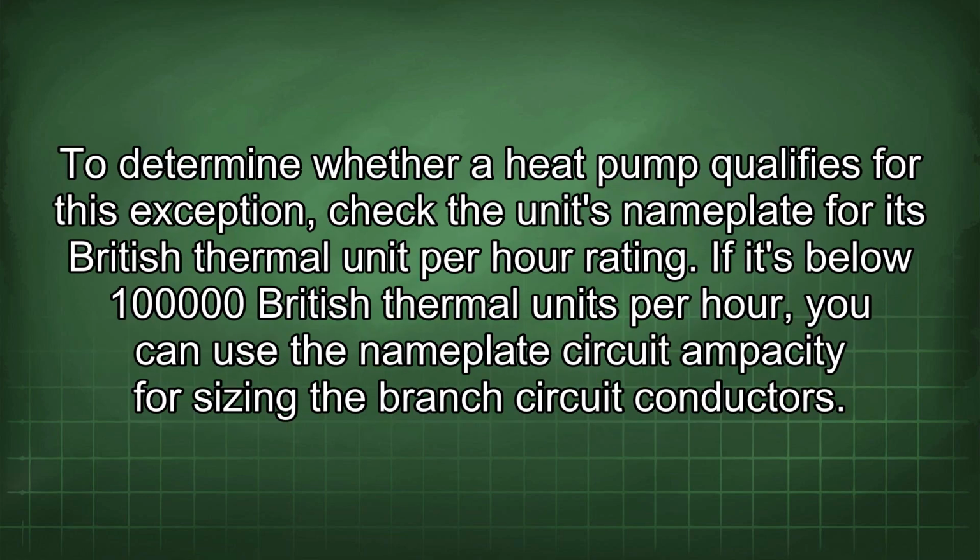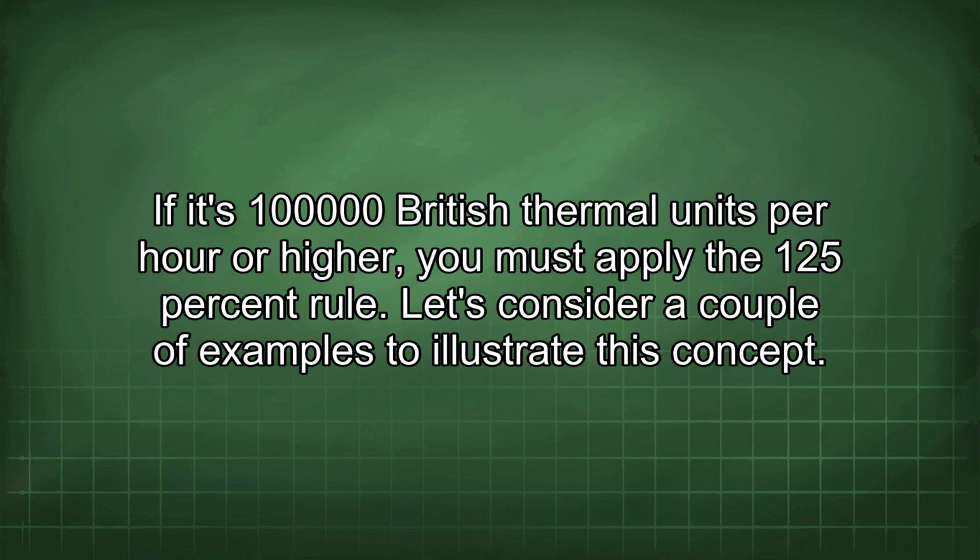To determine whether a heat pump qualifies for this exception, check the unit's nameplate for its British thermal unit per hour rating. If it's below 100,000 British thermal units per hour, you can use the nameplate circuit ampacity for sizing the branch circuit conductors. If it's 100,000 British thermal units per hour or higher, you must apply the 125% rule. Let's consider a couple of examples to illustrate this concept.